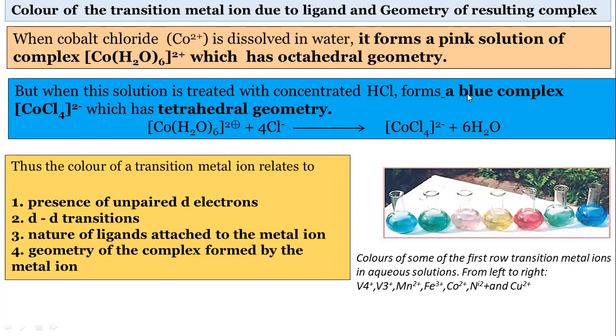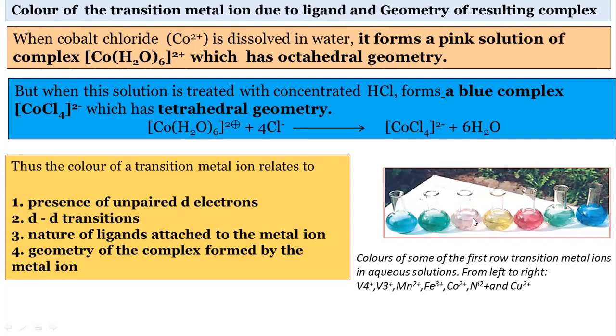The color becomes blue. It means we can conclude that when the ligands attach to the central metal atom, if the nature of the ligands is changed, the color will also change. Then if the geometry of the complex is changed, in the first case the geometry is octahedral, in the second case the geometry is tetrahedral. So if the geometry of the complex is changed, the color will also change. It means color depends not on one factor, it depends on many things.